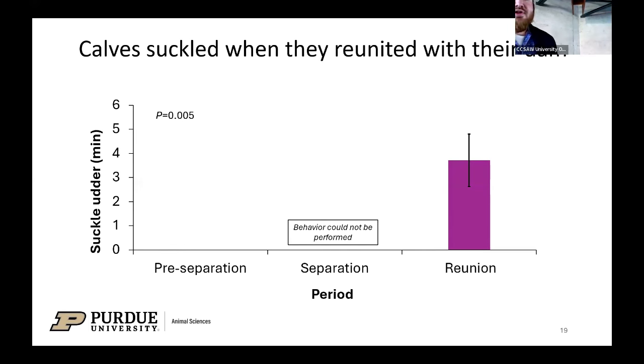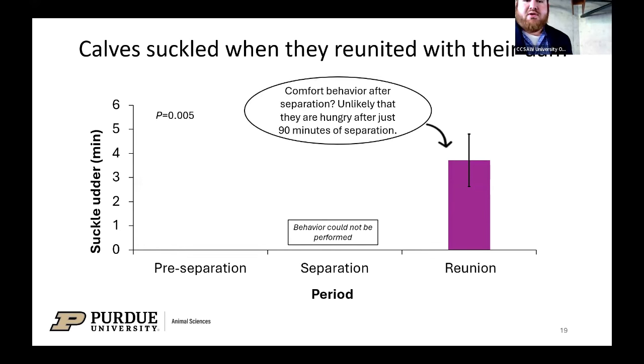As we can see, compared to pre-separation, because this behavior could not be performed during separation, suckling of the udder was higher during reunion than pre-separation. Now that made us wonder, the calf had contact with the cow all day prior to testing. So why was the calf suckling now? Was it a comfort behavior after separation? The knee-jerk response would be hunger, but hunger developing after 90 minutes of separation, we couldn't really justify that.